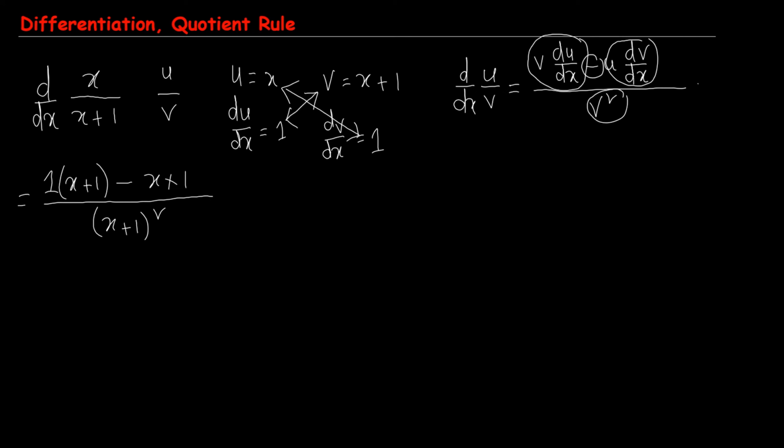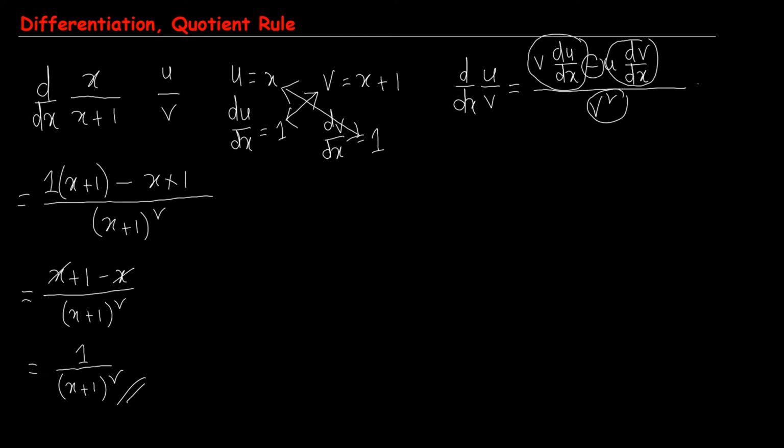Which gives us, we can simplify more, x plus 1 minus x divided by x plus 1 whole square. Now we can cancel out the x, so the remaining part, 1 divided by x plus 1 whole square, is the answer of this question. So this is the quotient rule, if two expressions of x are given with a division sign.